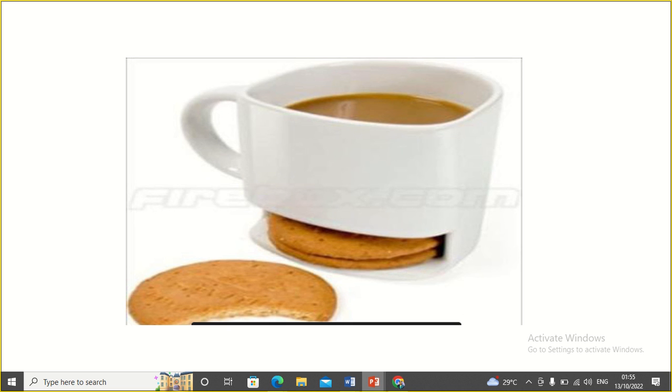Then in this you can understand it is used as a container, and it has a space for keeping the biscuits, right? So in this way, this cup can be used for multiple purposes.